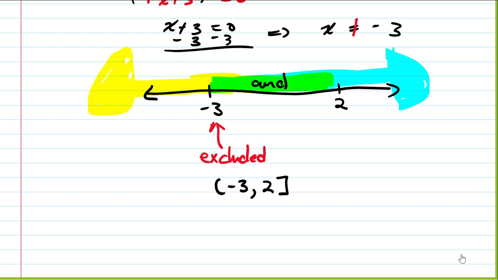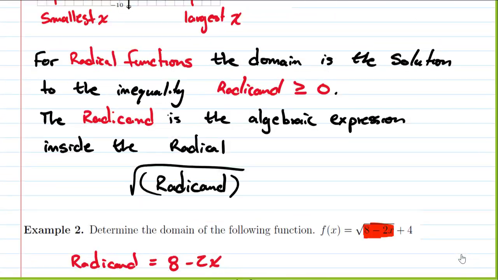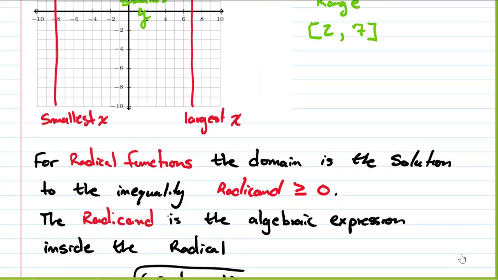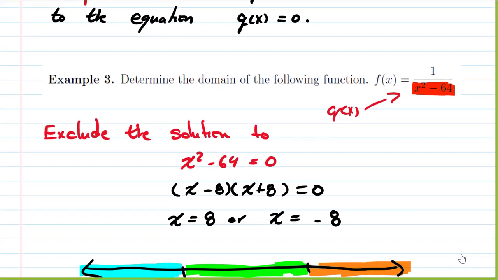So there's not one hard, fast method, right? As we went through this, when we go back and recap a little bit, when we had a radical function, we took the radicand and we made it greater than or equal to 0. If we have a function that involves division, or a rational function, we take the denominator and we set it equal to 0 and solve, and that's what we remove from the domain.